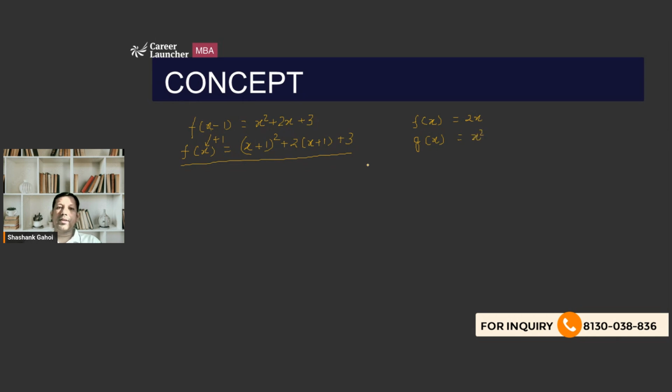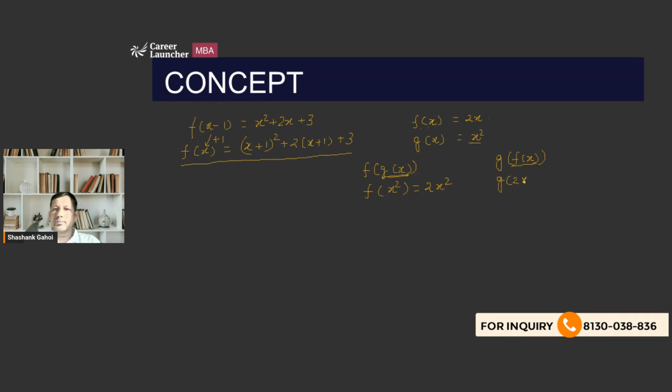Now the question says, what is f of g of x, or what is g of f of x? So let's calculate both values. The function g of x is equal to x square, so I'm going to replace it by x square. So f of x square: f of x is 2x, and f of x square is going to be 2 times x square.